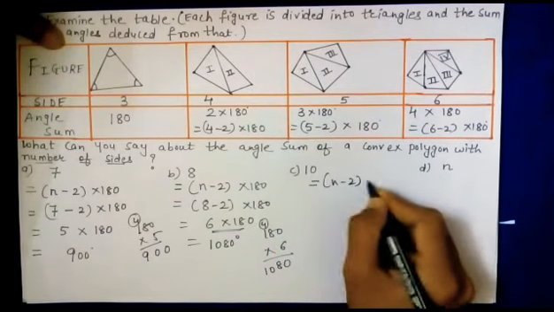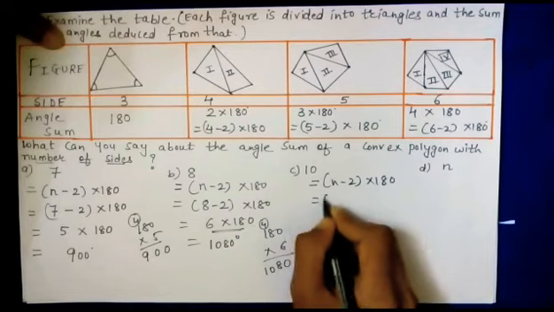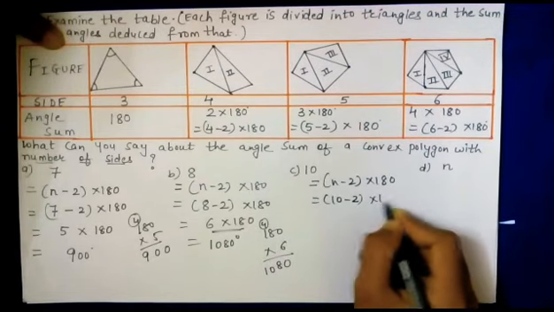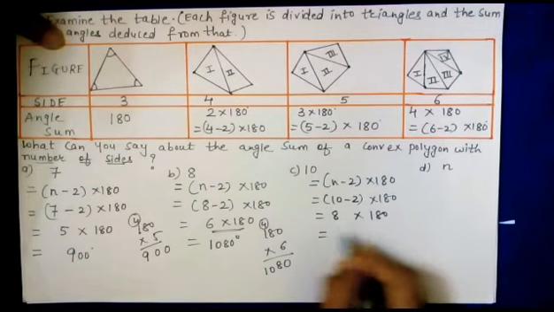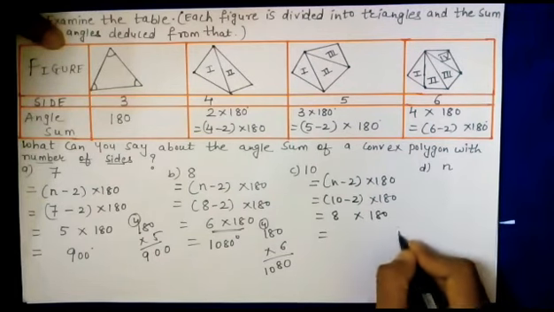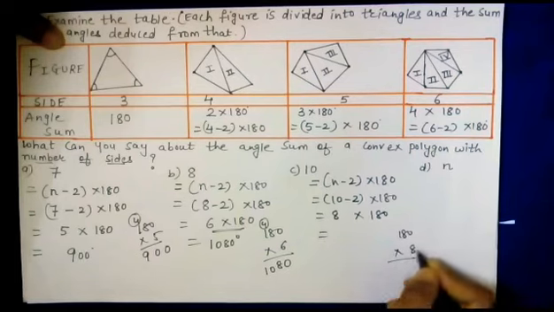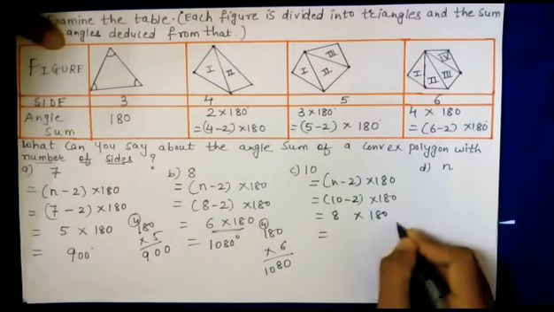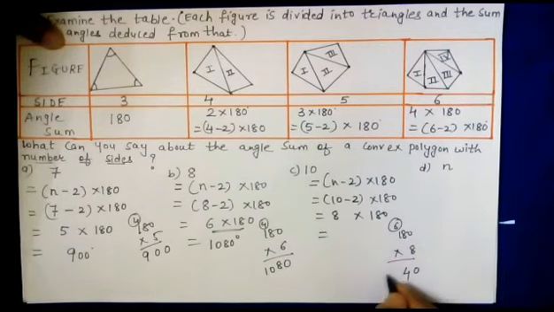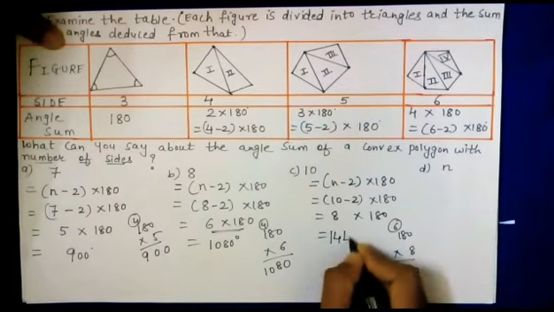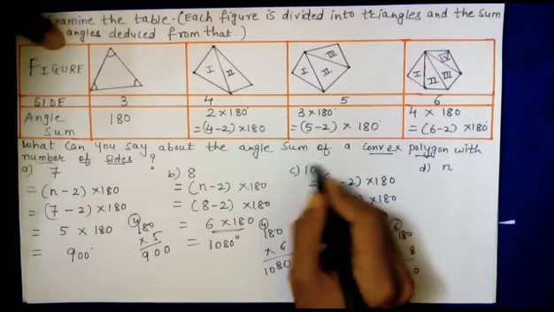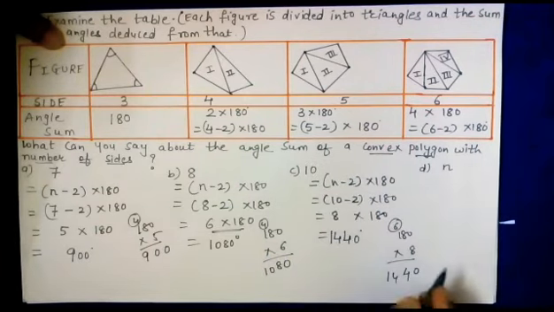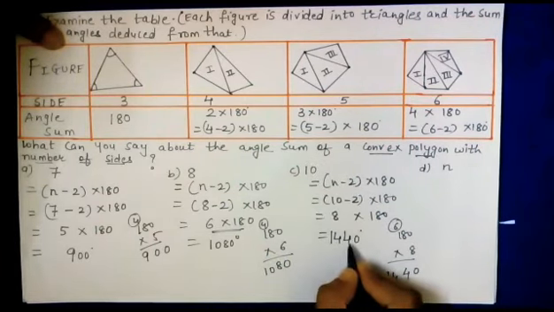So again (n minus 2) into 180. So that will be (10 minus 2) into 180. So 10 minus 2 will be 8 and 8 into 180. So now we have to multiply 180 into 8. So 8 zeros are 0, 8 8s are 64, carry up 6, 8 ones are 8, 8 and 6 is 14. So our answer is 1440 degrees. So a convex polygon having 10 sides will have a total angle sum of 1440 degrees.